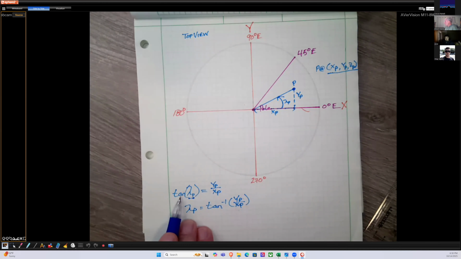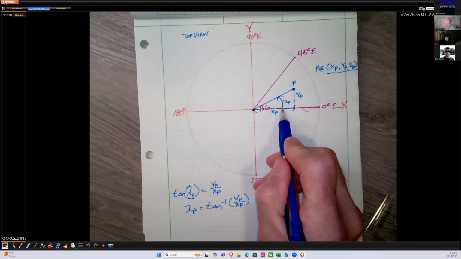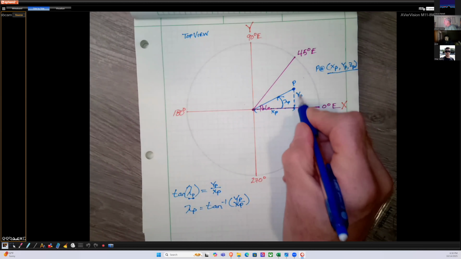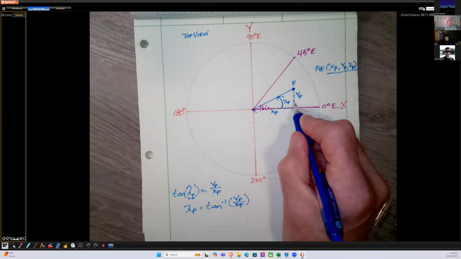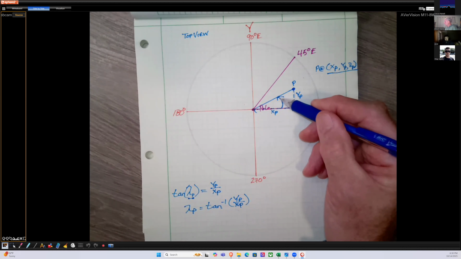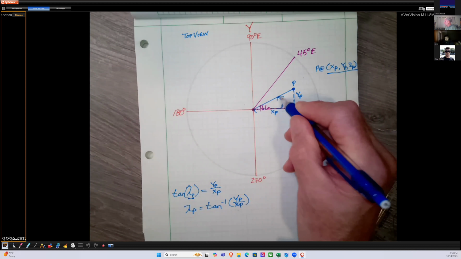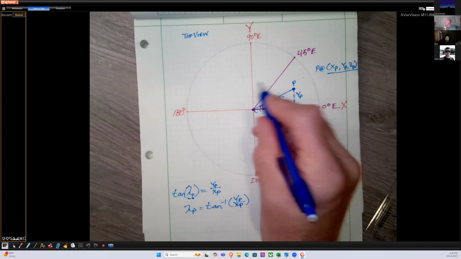If I'm taking the tangent, that would be the Y value over the X value. If I take the arctangent, undo it, what's it going to give me? It's going to give me this angle off of the X axis. It's a little bit different than azimuth, because in azimuth we're concerned with the value off of the north axis. That's why we do the eastings over the northings. So it will return this angle.